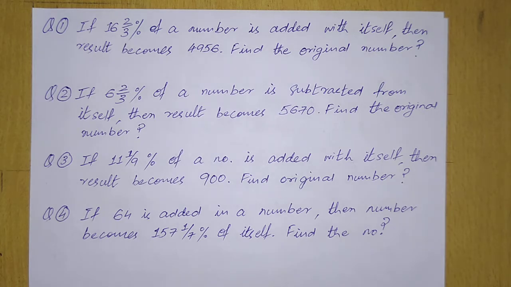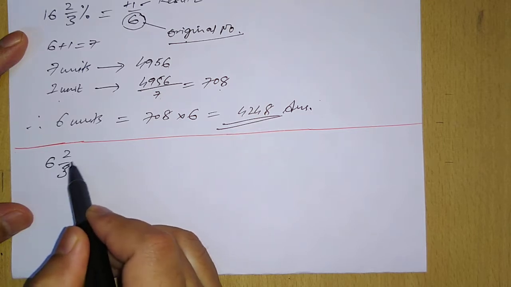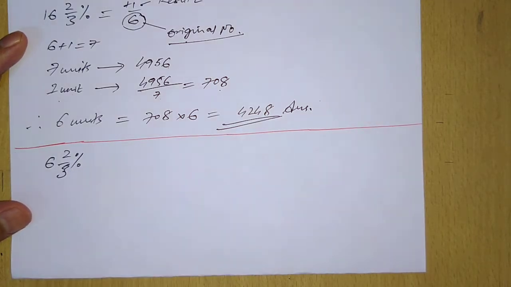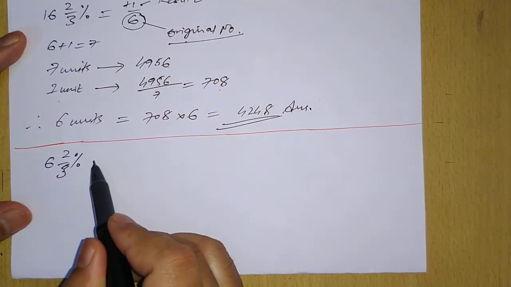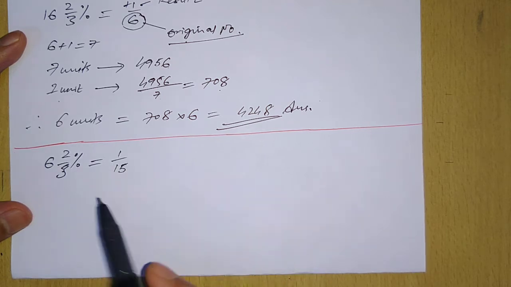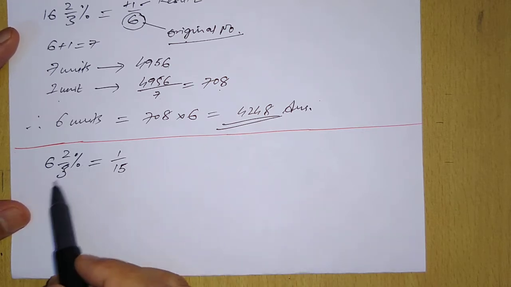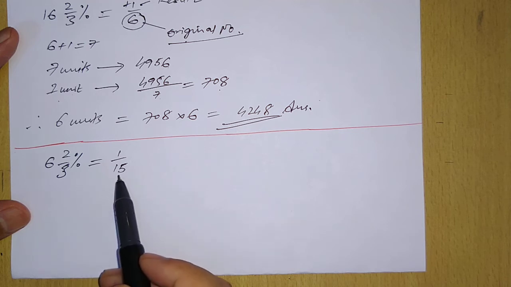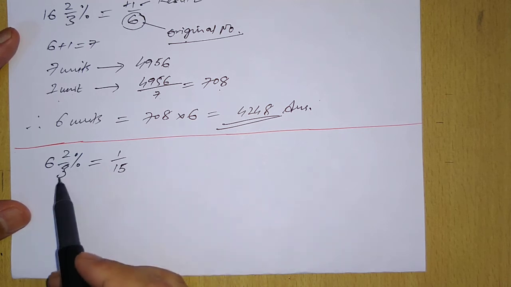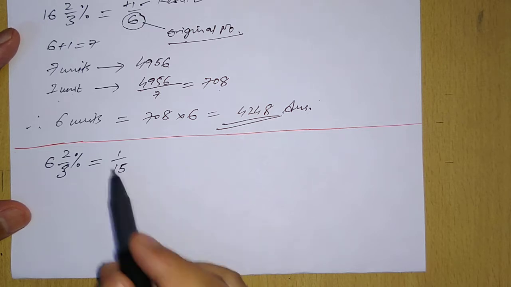If 6 2/3% of a number is subtracted from itself, then the result becomes 5670. Find the original number. So in this question it's given 6 2/3% is subtracted from itself. Now 6 2/3% in fraction will be how much? 1/15. So please remember the base values, because in exam you don't have the time to solve this. If you remember the base value, you can directly write it. So 6 2/3% is 1/15.